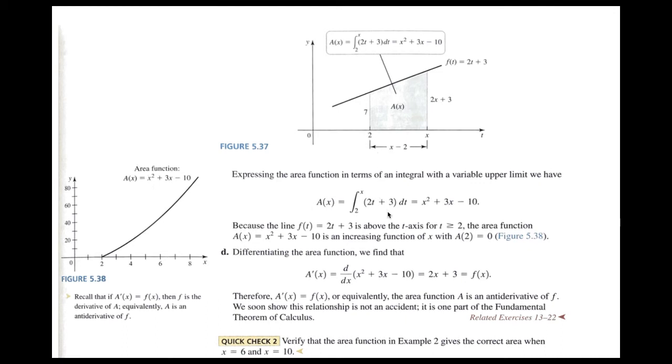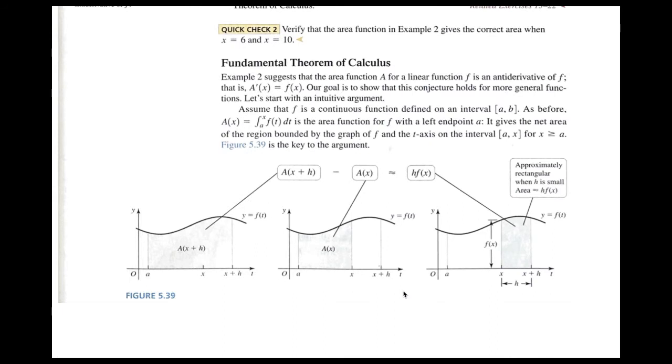In D, you are asked to compute the derivative of capital A of x. And if you do this, then it turns out to be exactly the function f we started with. And this is not an accident, but the first part of the fundamental theorem of calculus. So we want to show that always capital A prime of x is f of x. Or in other words, we want to show that the area function is an antiderivative of f.